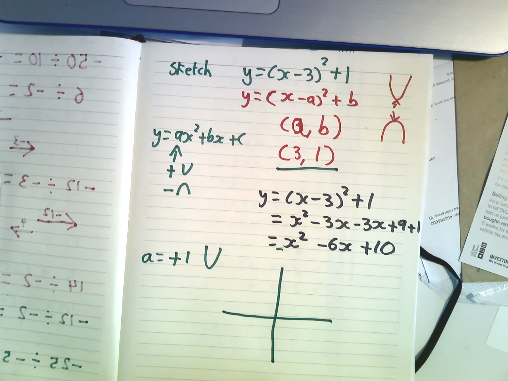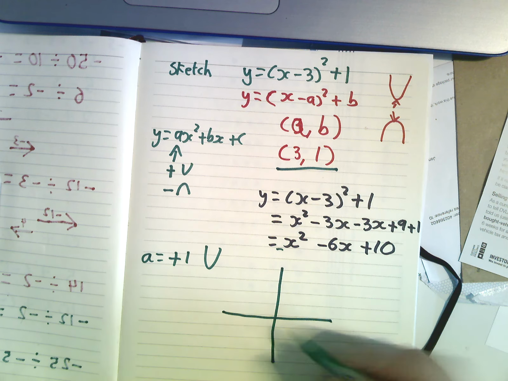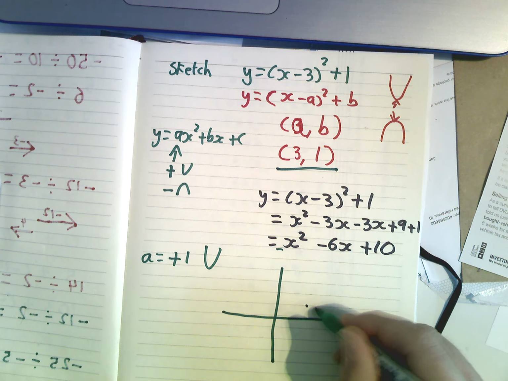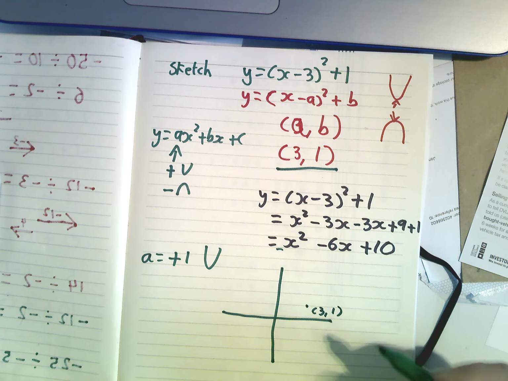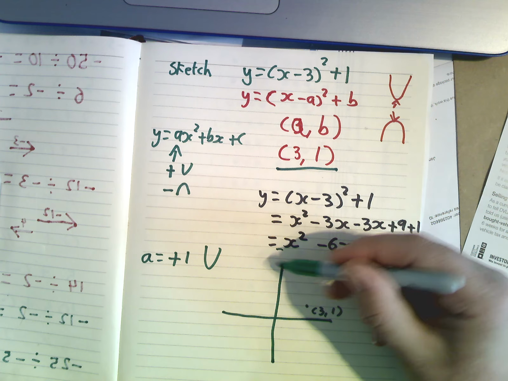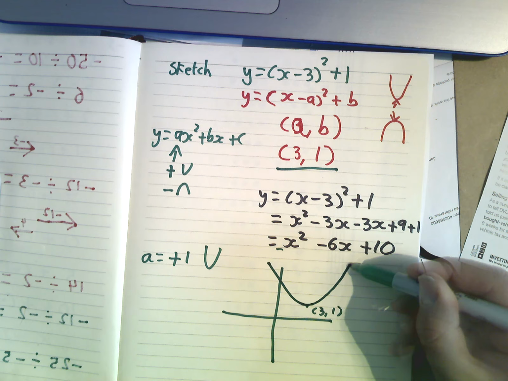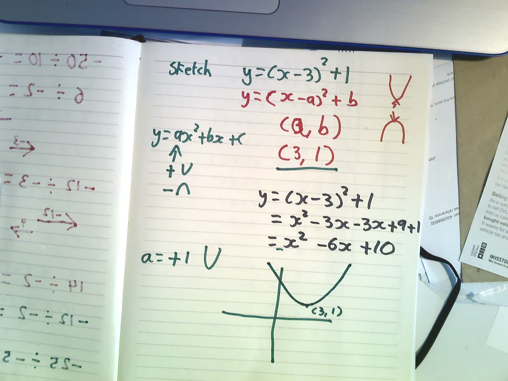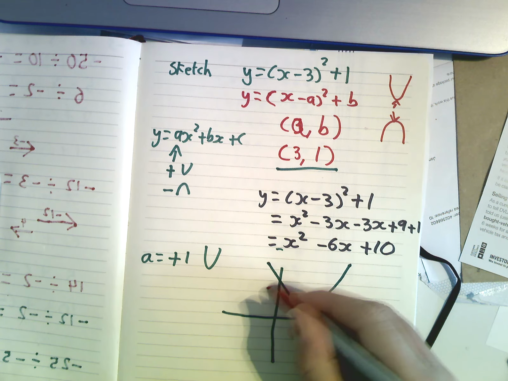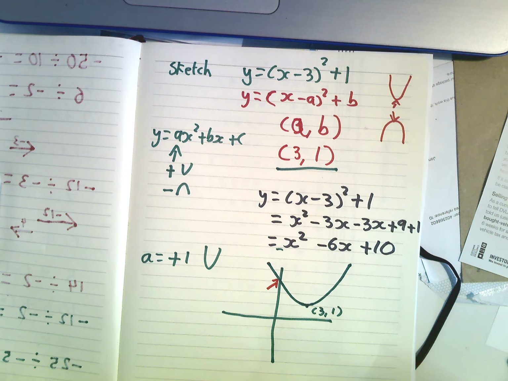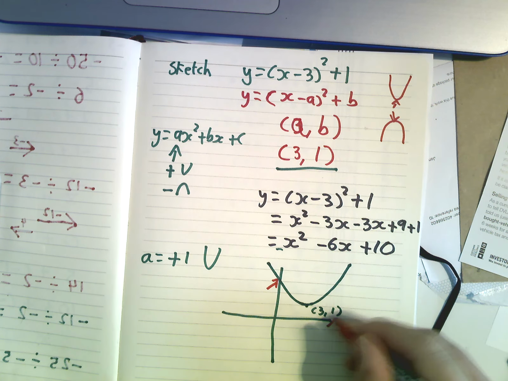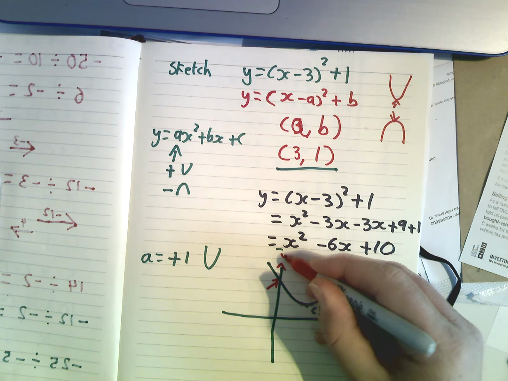So I'll draw some axes. I'm going to decide where (3, 1) is going to be. So (3, 1) would be 3 along, 1 up. So we're going to call this point here the point (3, 1). Just going to label it like that. And we know it's going to be a U shape. So I'm just going to draw a nice U shape here. Okay. Now there's one more thing we need to plot, and that would be the y-intercept. Now that's the point where the parabola goes through the y-axis. I might label my axes here as well, x and y.